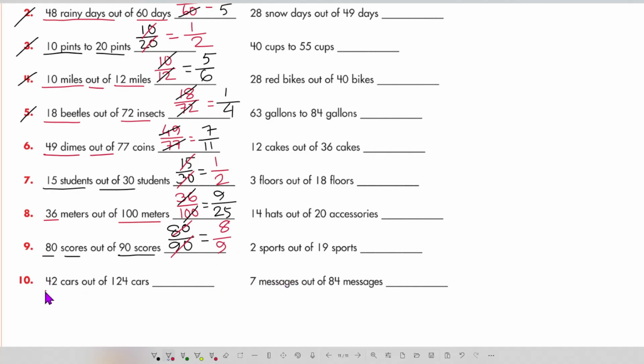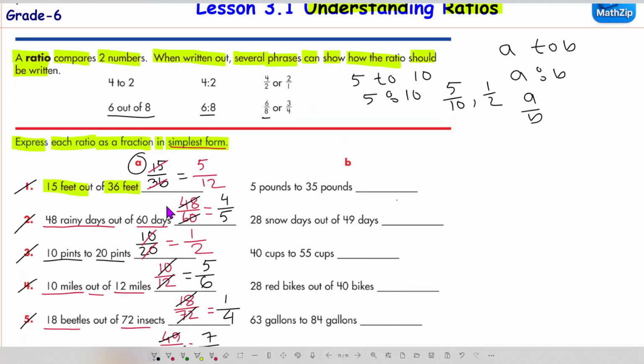Here is 42 cars out of 124 cars. So first, here is 42 by 124. This one we can divide by 2. So 42 divided by 2 is 21 and 124 by 2 is 62. So all the math of part A is done. Now we will start part B.